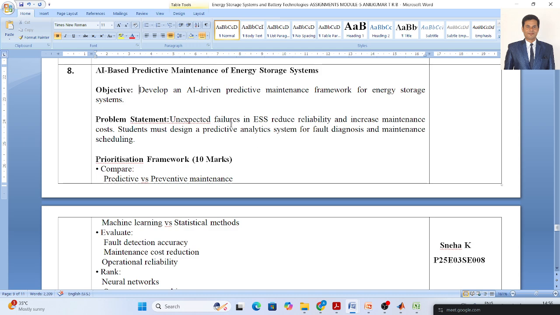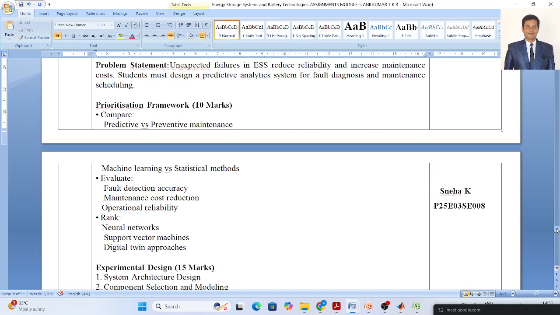Why are the battery cells not giving proper output, and why is the unexpected failure occurring in the energy storage system, right? That is what you have to do by comparing predictive versus preventive maintenance, right? And also see machine learning versus statistical methods. You develop two models, one with regression and the other a statistical model, and study them.